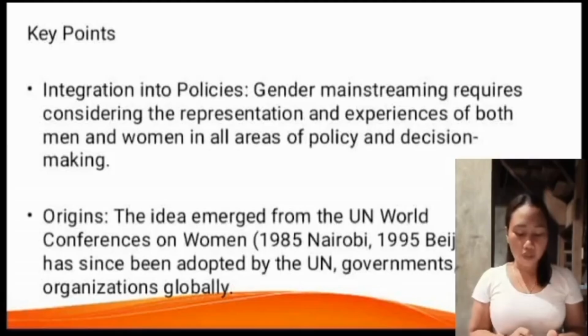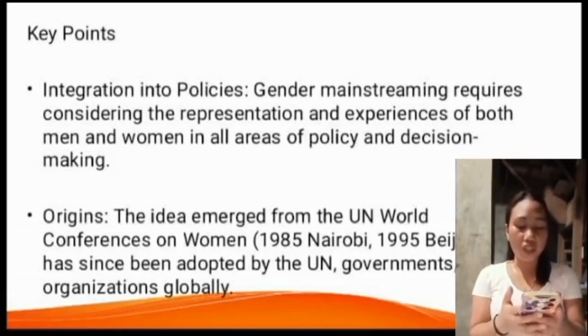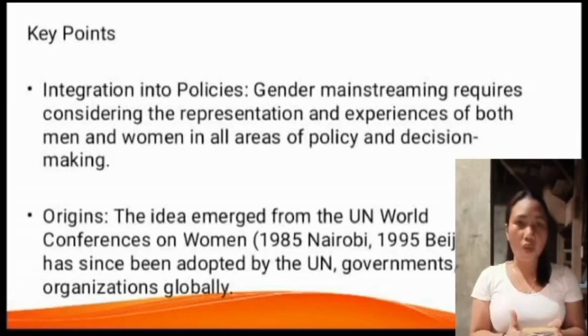Gender mainstreaming ensures that both women and men have equal opportunities to participate in social, economic, and political life. This leads to a more inclusive and representative society where everyone's voice matters. It ensures policies are not gender neutral but actively address inequalities. Many policies appear neutral on the surface but may unintentionally favor one gender. Gender mainstreaming requires analyzing how policies affect men and women differently and making adjustments to reduce inequality.